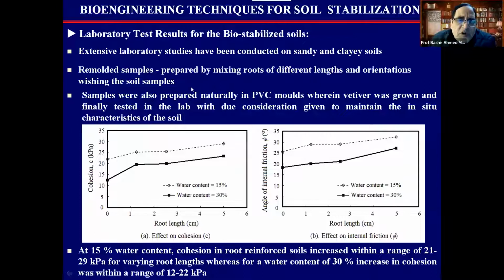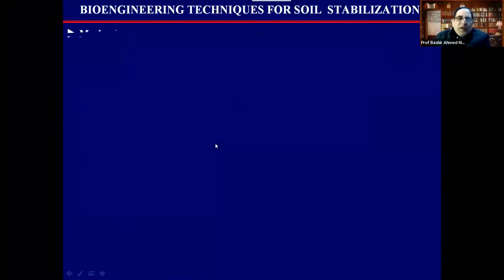Likewise, some laboratory tests have been done, and it has been seen that, of course, there is an increase in the shear strength. At 15% water content, the cohesion in root-reinforced soil increased in a range of 21 to 29 kPa, with varying root length as given here. It is reported by various researchers.